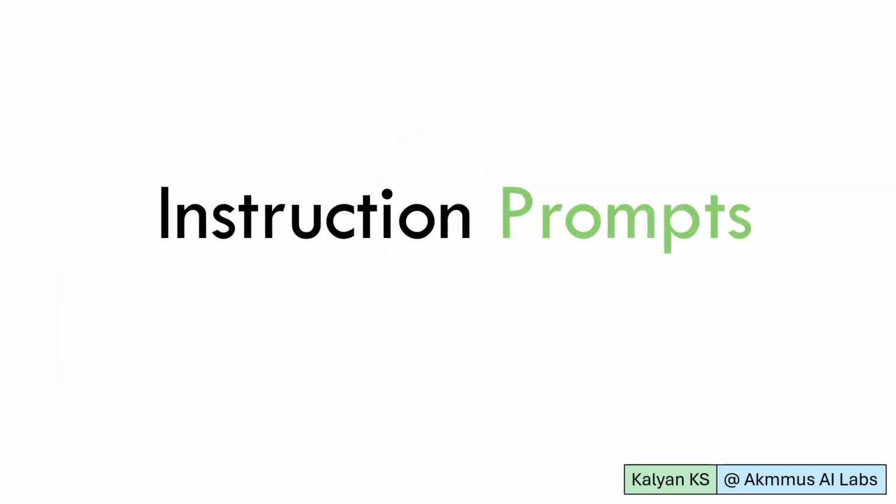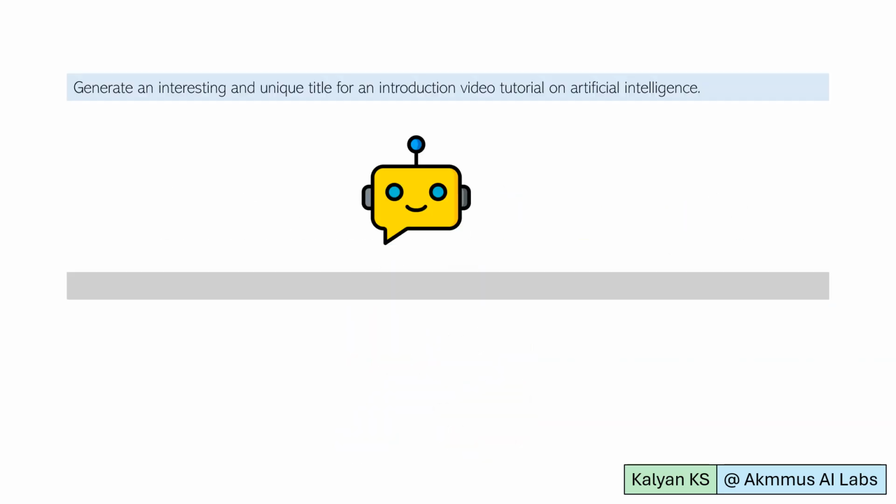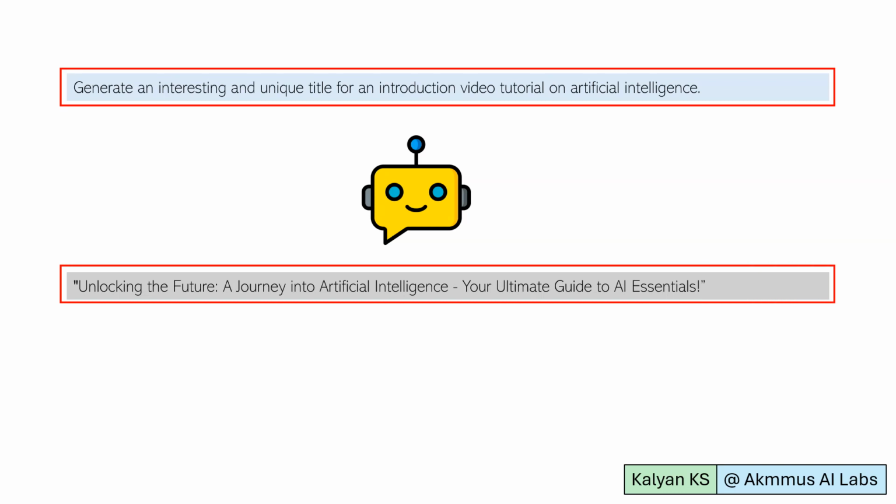Now, let us see some more examples of instruction prompts. This is an example of an instruction prompt. Here, the instruction prompt asks the chatbot to do a task, that is, generate an interesting and unique title for an introduction video tutorial on artificial intelligence. If you observe the output, the chatbot generated an appealing title.